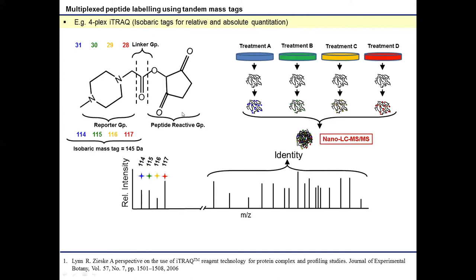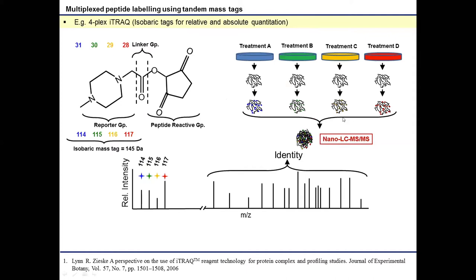treatments. However, these tags are labeled in such a way that in the linker group, there will be an increase of mass and a reduction in mass in the reporter group. So what it means is, when you label the amino terminus with this particular linker, having 28 and 117 combination, 29 and 116 combination, 30 and 115 combination, and 31 and 114 combination, they will have the same mass added to each of these samples.